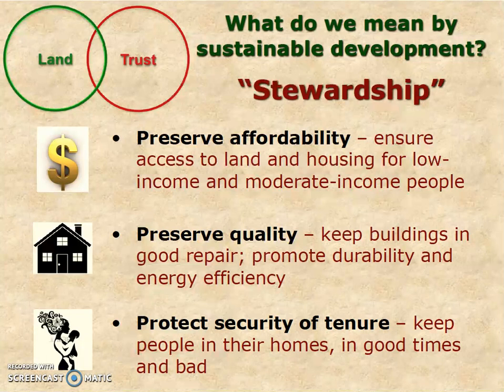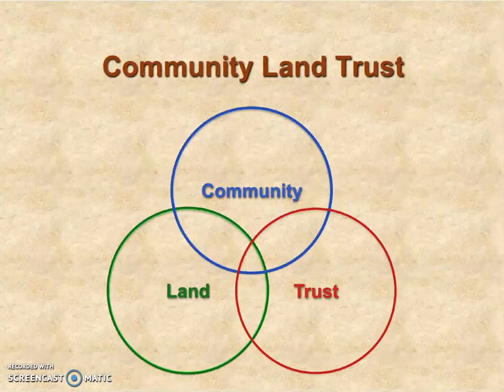The nonprofit landowner doesn't own the buildings on its land, but it ensures that they remain affordable, that they remain in good repair, and that the people who occupy homes on the CLT's land have somebody standing behind them, that those homes are not lost through foreclosure should the market go bad. So bringing all these elements together is what makes a community land trust, combining an innovative approach to organization, to ownership, and to operation in a very unique way.